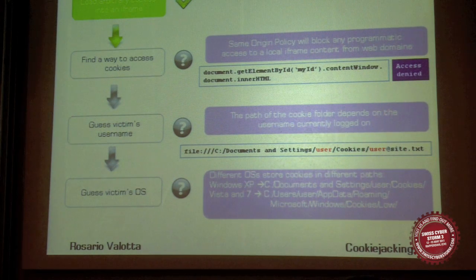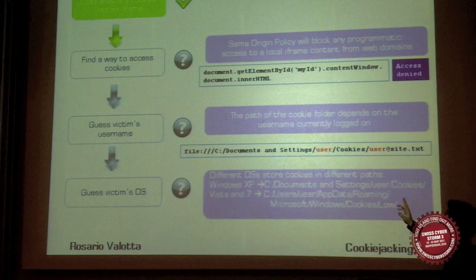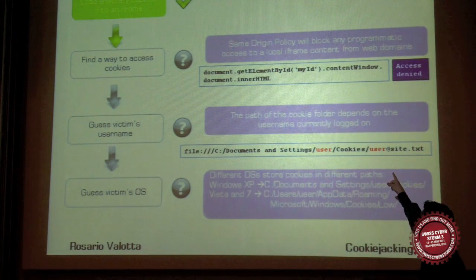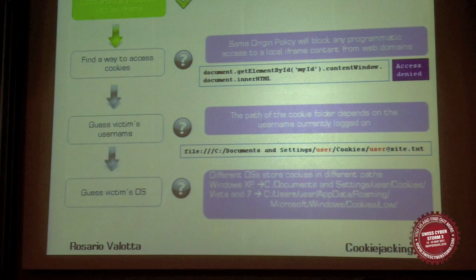Moreover, there is a second issue. We need to guess the victim user's username, because we need to properly define the iframe source. If you notice here in the complete cookie path, in this string, the username occurs twice. The first time in the cookies folder, and the second time in the cookie file name itself. Okay, so we need the username. Another thing we need is to know the operating system version the victim is running, because different operating systems store cookies in different folders. For instance, XP stores cookies in Documents and Settings, username, Cookies, while Vista and Windows 7 use a completely different folder.